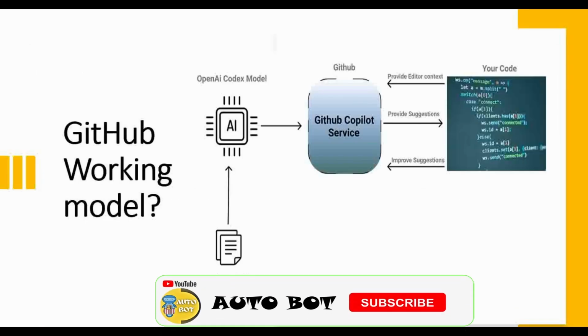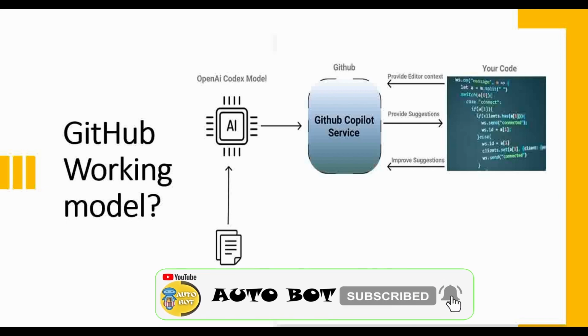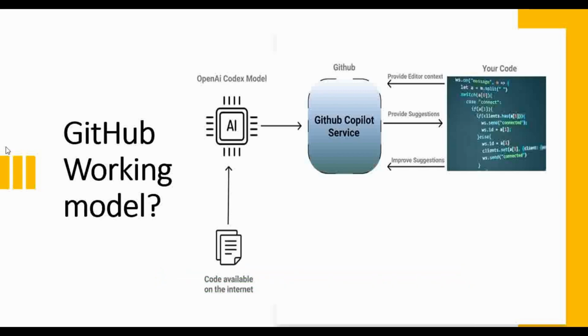So let us understand the working model of this copilot. Here we can see the public repositories, or the code that is available on the internet, right? Using this available code, this model got created, the OpenAI Codex model. This is an LLM model that is owned by OpenAI. I believe most of us have heard about the GPT-3 model, right? This is also the same kind of model, but this one helps to generate code based on the prompt that we are giving to the model, right?